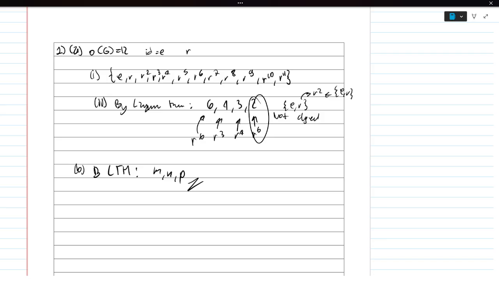I don't have a mark scheme for this. Oh, I do have. Do I? Yeah, I don't have a mark scheme for this, sadly. But assume I'm right. I mean, I'm pretty sure I'm right. Okay.